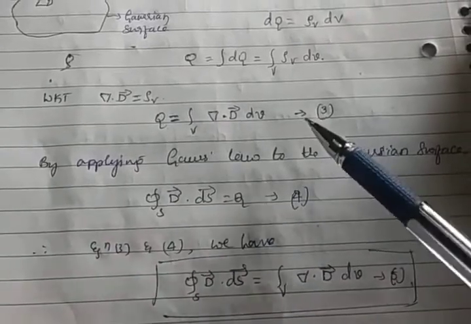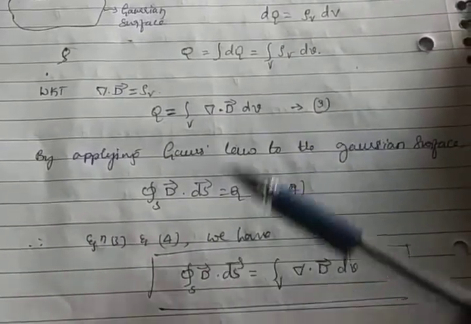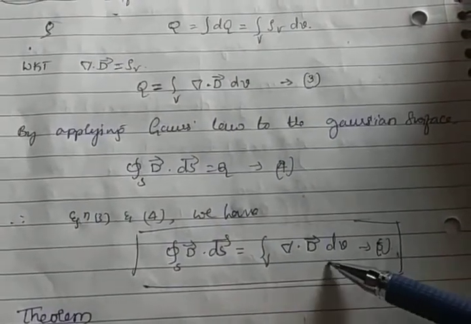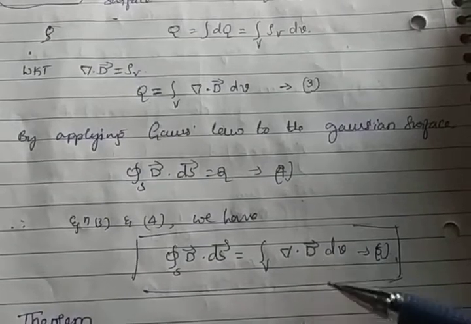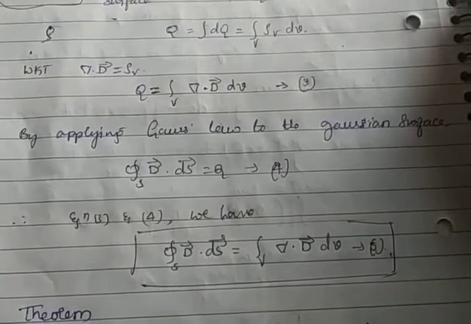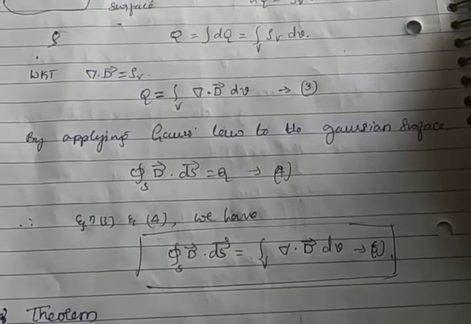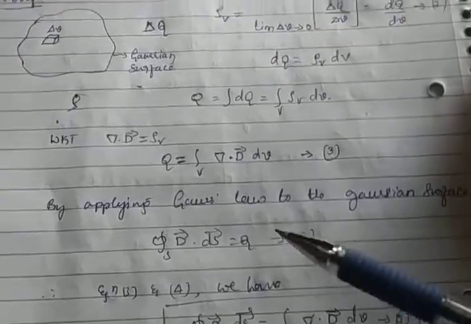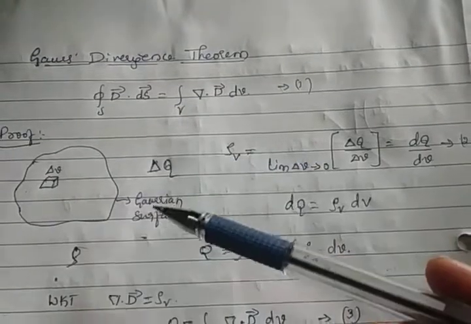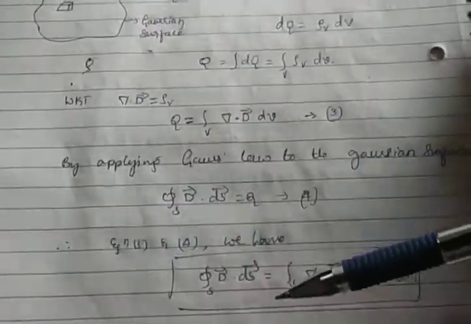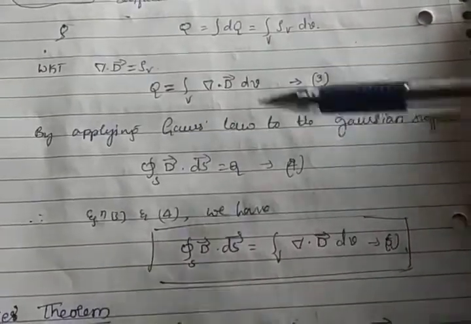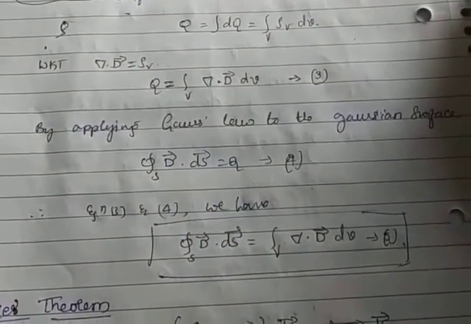Then, comparing equations 3 and 4, this represents the Gauss divergence theorem statement. It is the Gauss divergence theorem, or simply the divergence theorem. This theorem's derivation is very important. The same expression appears at the end of the concept. This is the Gauss divergence theorem.